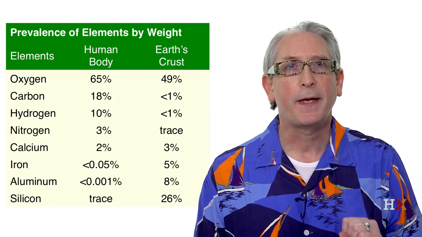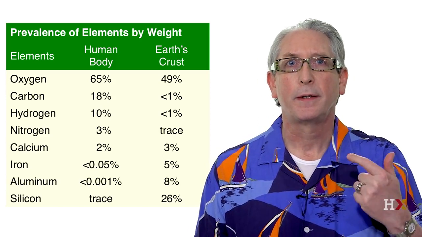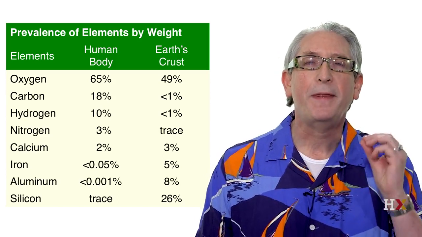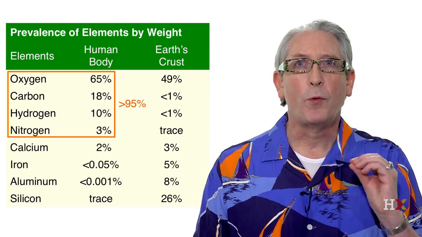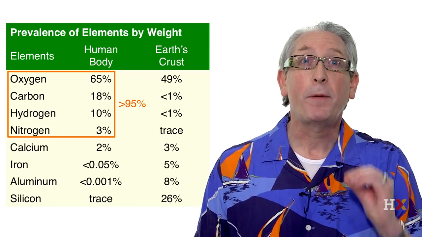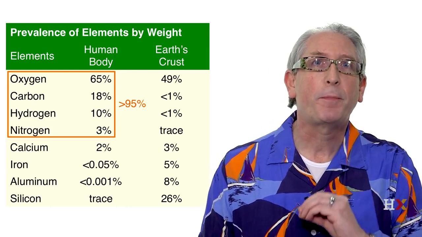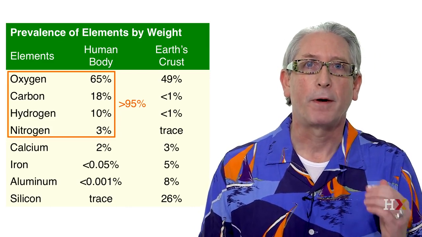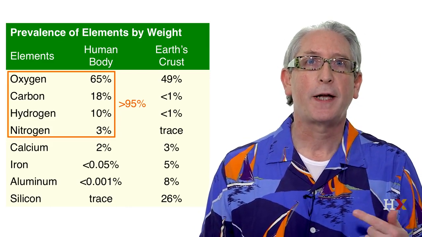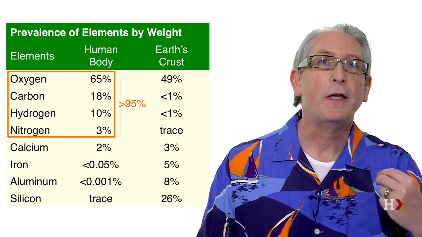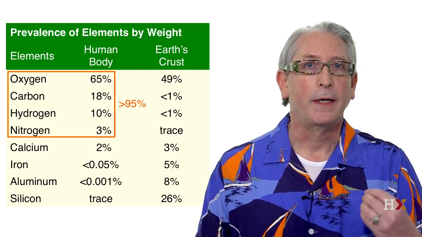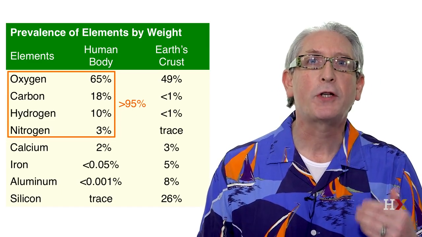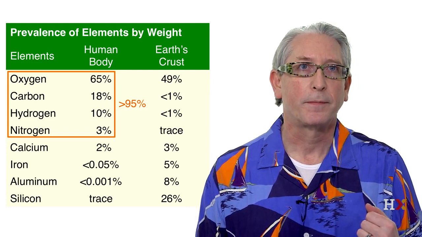As you can see on this table, carbon, oxygen, hydrogen, and nitrogen make up 95% of the weight of a human body. Carbon by itself represents 50% of desiccated living matter. In contrast, in Earth's crust, carbon, hydrogen, and nitrogen are present in low or trace amounts. Oxygen, silicon, aluminum, and iron are the major components of the crust.